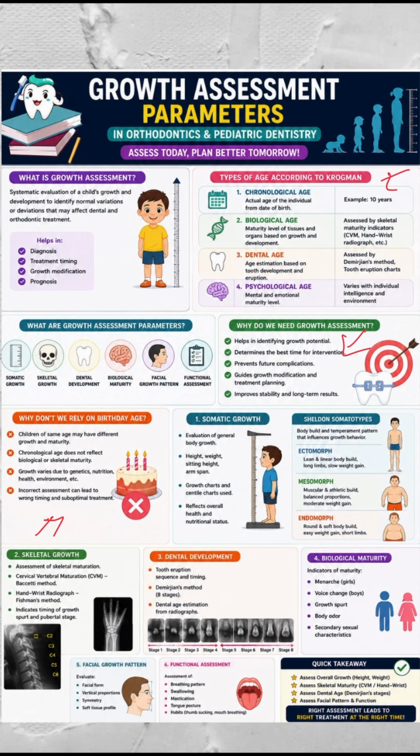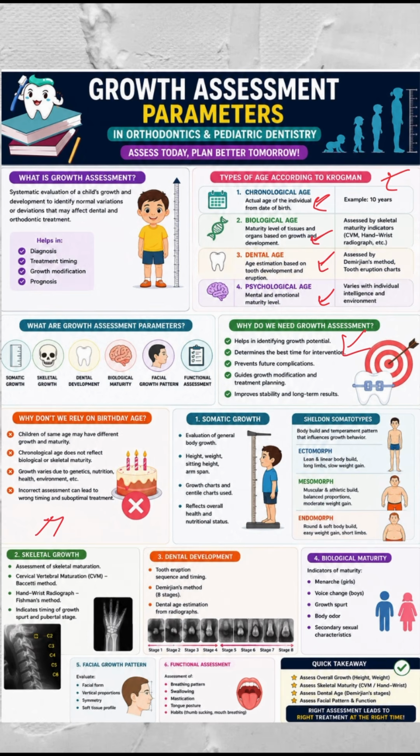First is chronological age, which is the actual age of the individual from date of birth. Biological age, the maturity level of tissues and organs based on growth and development. Dental age, age estimation based on tooth development and eruption. And physiological age, mental and emotional maturity level.